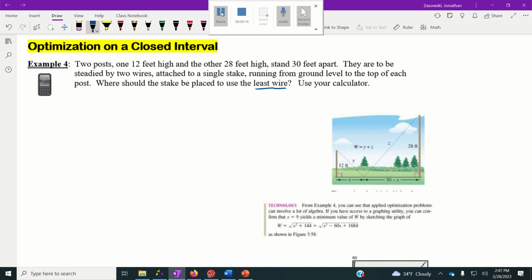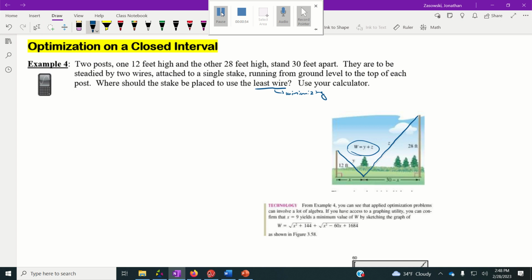So we, once again, want to be minimizing our distance here. Now, this distance down at the bottom is essentially just the length of the wire. Now, the wire is made up of this formula, right? Y plus Z, where Y and Z are the distance created by the wire here, attaching the post to the ground, the stake in the ground. And we're allowed to move the stake wherever we want along this spot. So we have to keep that in mind.